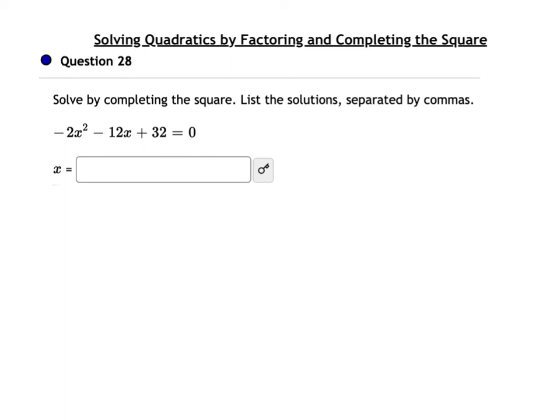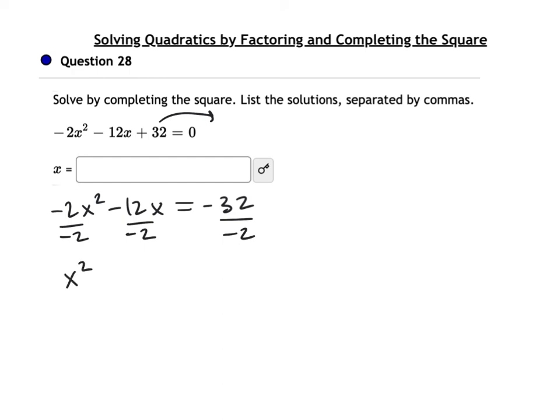Solve this equation by completing the square. First step is to move the 32 to the other side. Negative 2x squared minus 12x equals negative 32. The next step is to make the coefficient of the squared term 1. We'll divide everything by negative 2. This becomes x squared plus 6x equals 16.